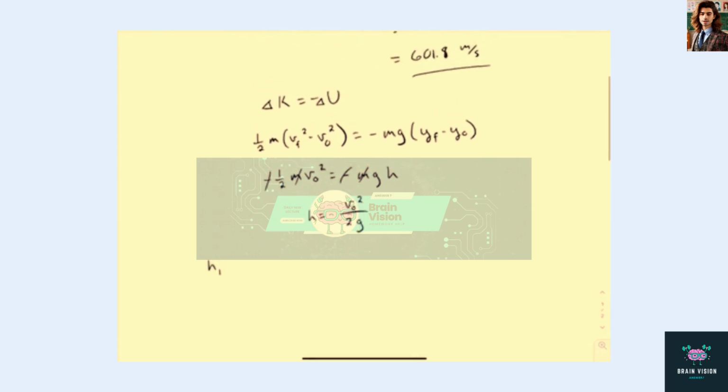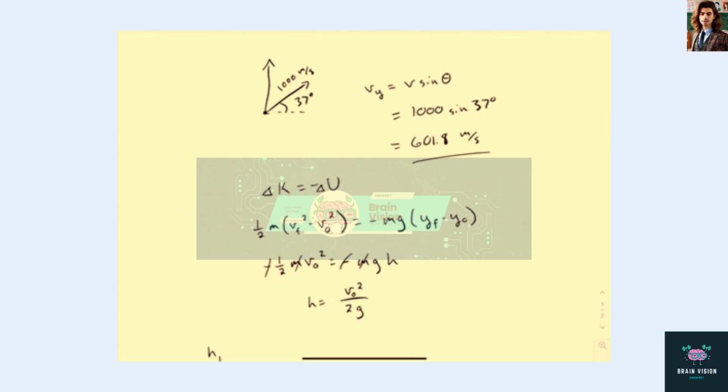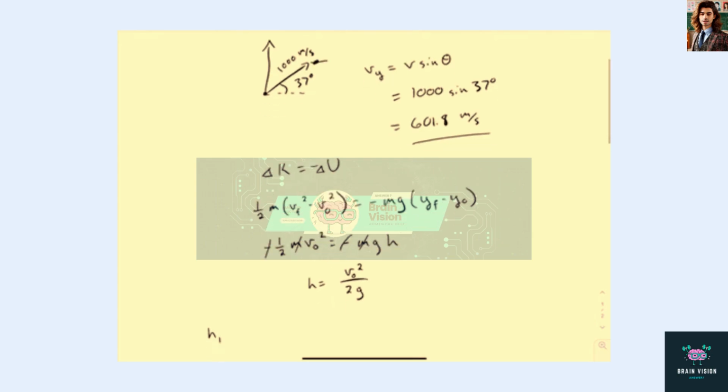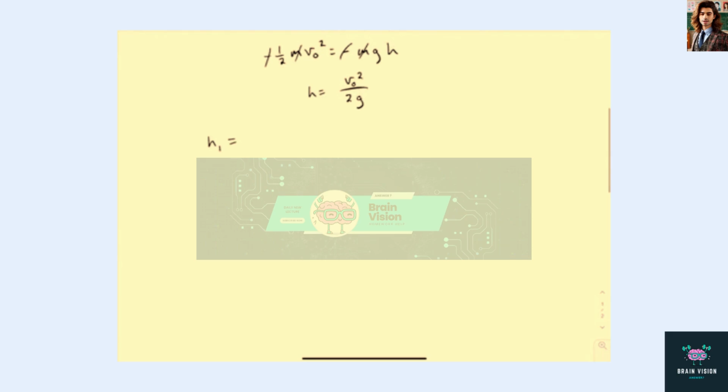So h1, which I'll call the height of the first ball, is going to be 601.8 squared over 2 times 9.8, which is 1.85 times 10 to the 4th meters. And the height of the other ball is going to be 1,000 squared over 2 times 9.8. And that's 5.1 times 10 to the 4th meters.